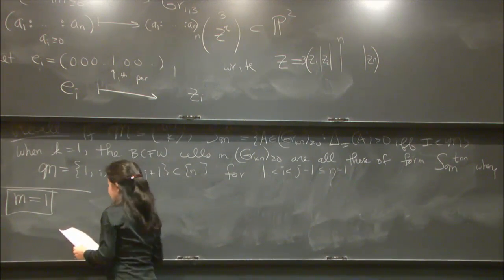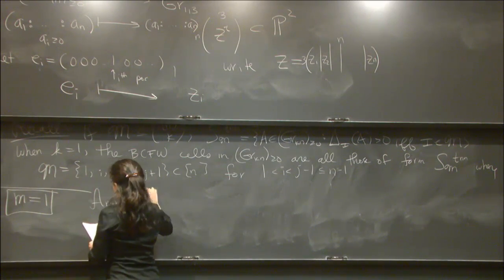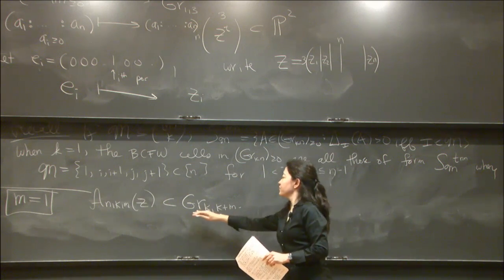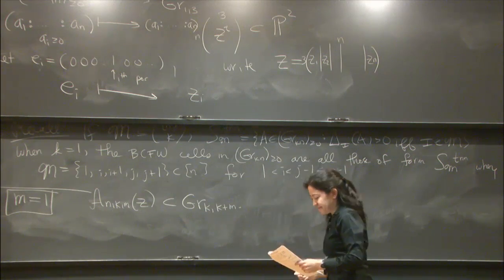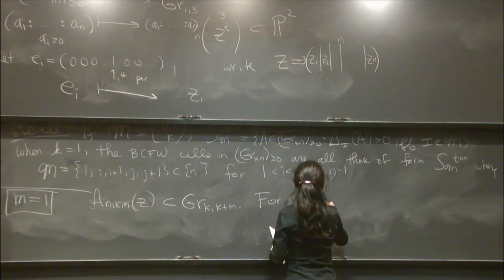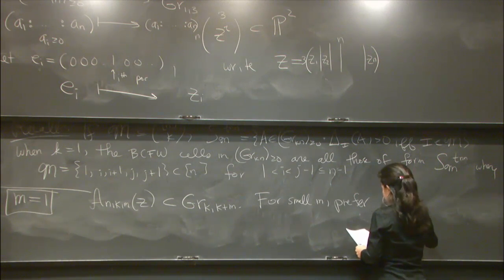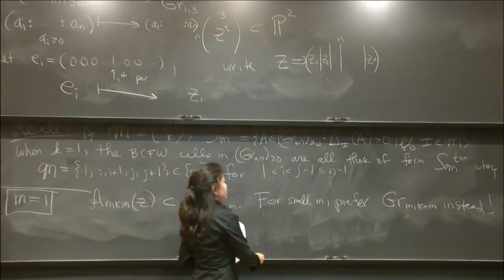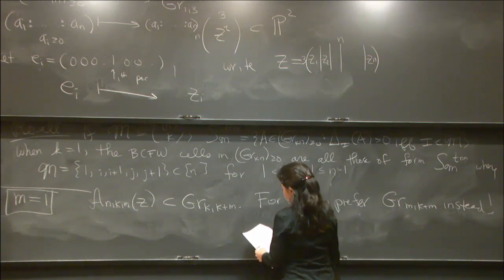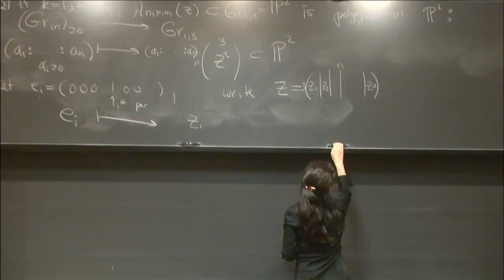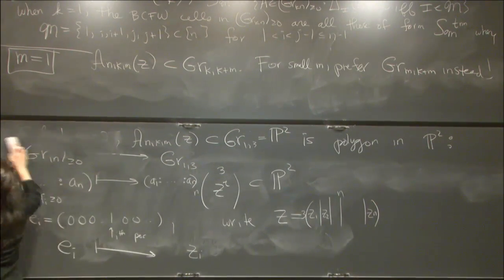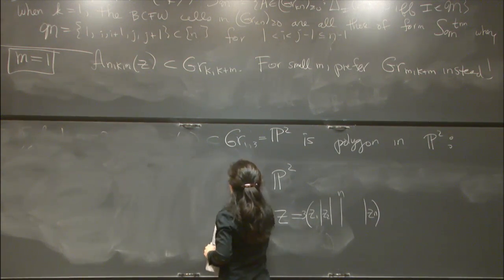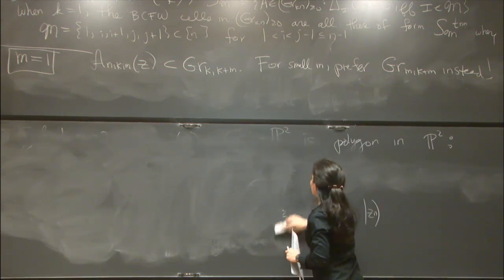Now, remember that this amplituhedron is a subset of Gr(k, k plus m). And now, for m small, we would rather think about m planes as opposed to k planes. So we prefer to work inside Gr(m, k plus m) instead. So the very first thing we're going to do is re-describe the amplituhedron after taking orthogonal complements. K and n will be arbitrary, but now m will be 1.